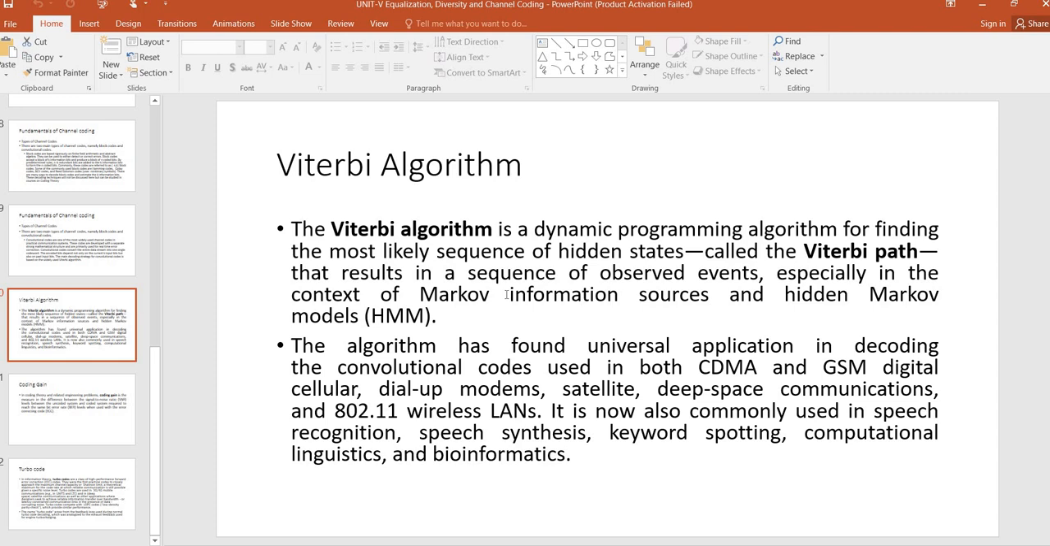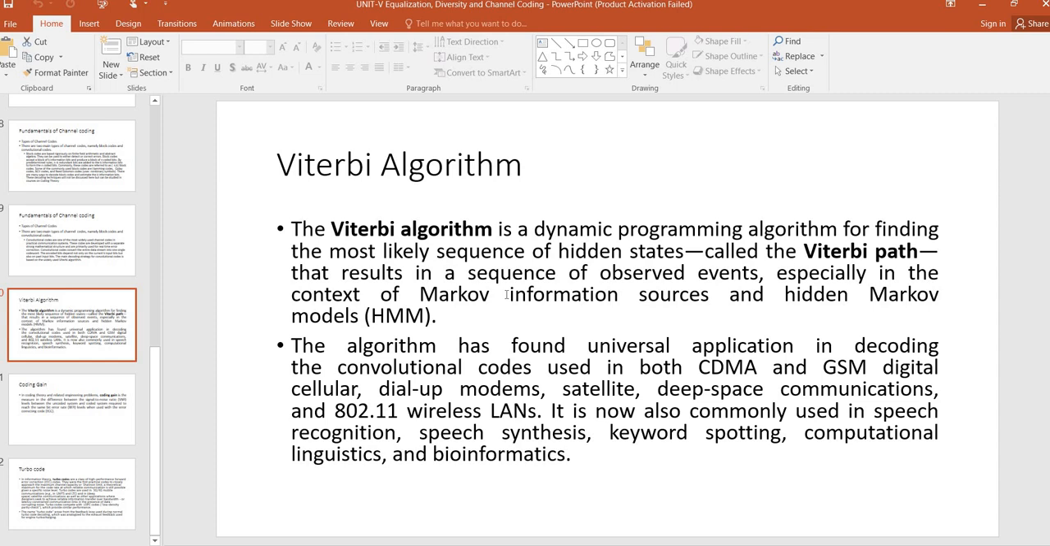Number two, the Viterbi algorithm has found universal applications in decoding the convolutional code used in both CDMA, code division multiple access, and GSM digital cellular, dial-up modems, satellite, deep space communications, and 802.11 wireless LANs. So these Viterbi algorithms have found universal applications in decoding the convolutional code.